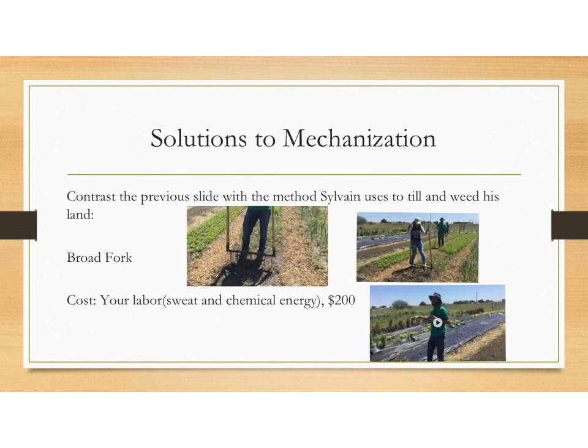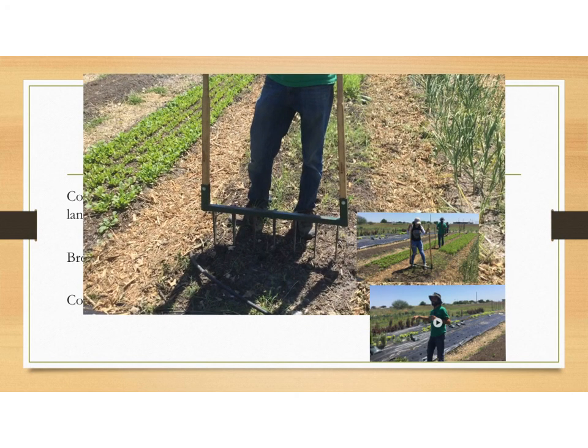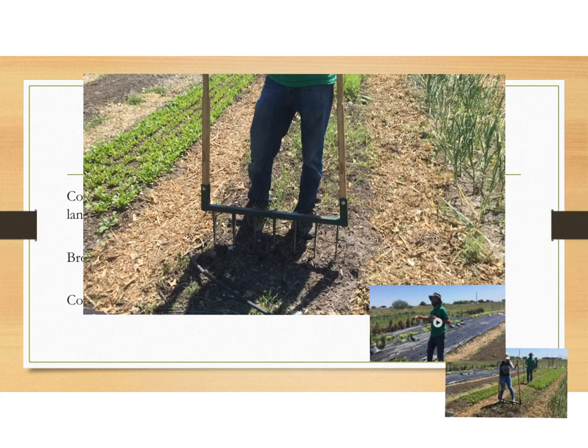All right, so what does he use? He uses this thing called a broad fork here, and I'm going to show you that. And the cost of using that, of course, is just his labor, right? And that particular broad fork, he told us cost about $200 or around that area. So let's see. Move some of this stuff out of the way.